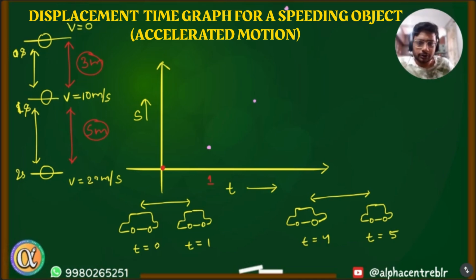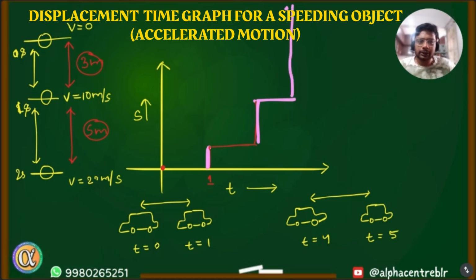So 0 to 1, the displacement is increasing by this much. 1 to 2 seconds, it's increasing by this much. I can clearly see that this length, the increase in displacement, is more than the displacement change in 0 to 1 second. And then 1 to 2, 2 to 3 seconds, the displacement increases by a greater amount.